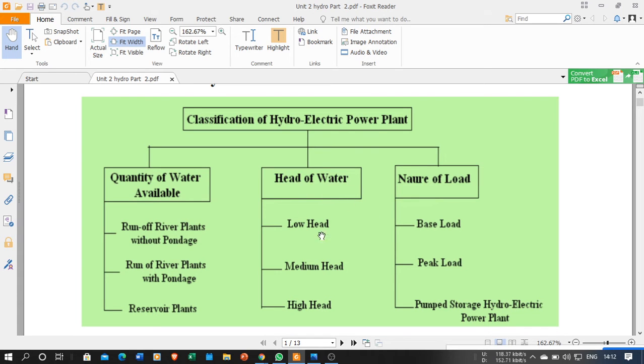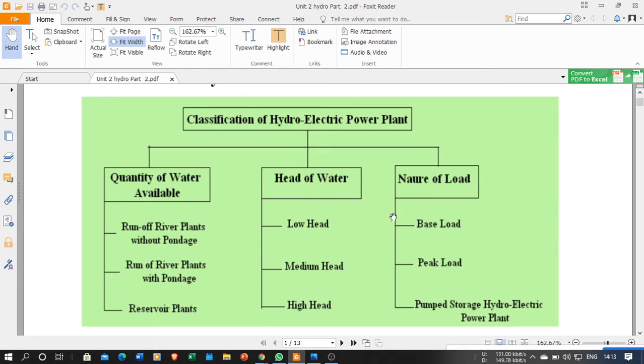Then, based on the head: if the water head is less than 30 meters, these are called low head plants. If the water head is between 30 meters and 100 meters or 300 meters, these are called medium head plants. And if the water head is more than 100 meters or 300 meters, these are called high head plants. What is head? Head is the level of water, the top level of the water from the base ground level, the reference level.